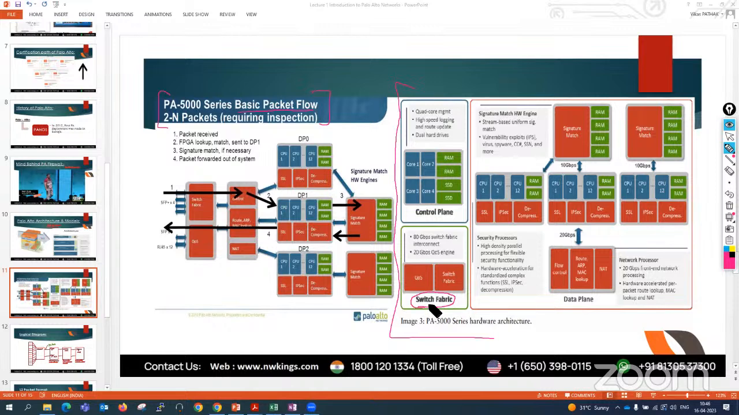Now, what do you mean by switch fabric? Switch fabric is nothing, the number of ports, remember? Yes, sir, physical port. Yeah, physical port. That is called switch fabric. So we have switch fabric over here.